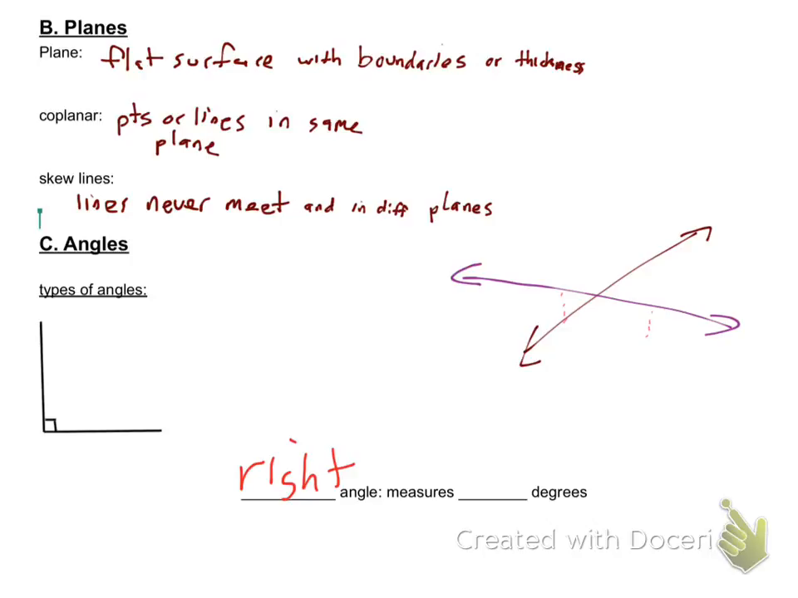And it measures 90 degrees. Already has a degrees after it, so I don't have to put the degree symbol. That makes sense. You guys have probably used that several times already in your mathematical career.